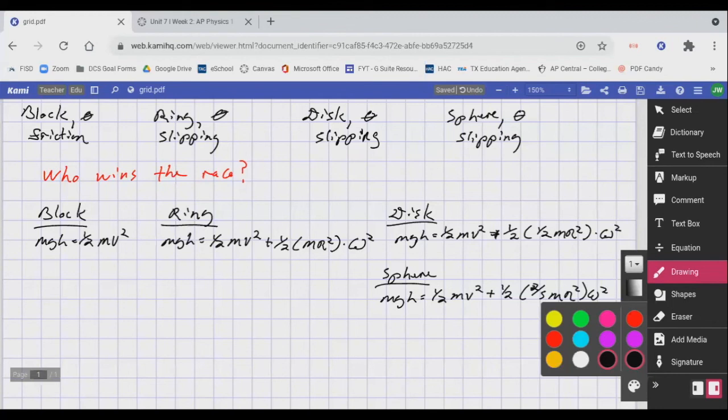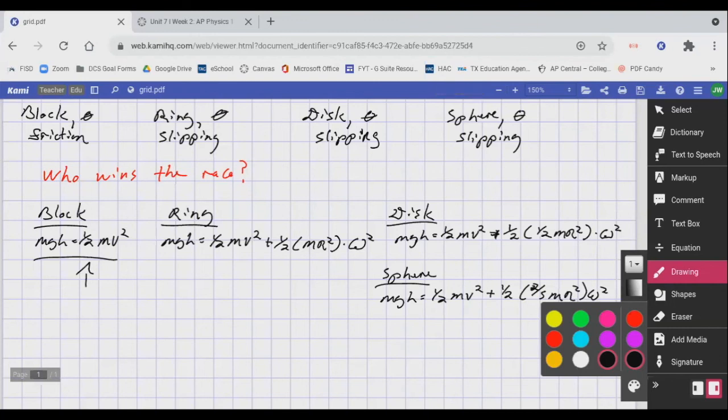All right, since there's no friction and the block does not rotate, all of its energy is linear kinetic at the bottom, and that's going to make this one the fastest because all of it is going to kinetic energy. For the ring, the disk, and the sphere, some of the energy is used for the rotation, and it's going to be less. The object with the largest rotational inertia has the largest K-rot. The more K-rot an object has, the less kinetic energy it has.